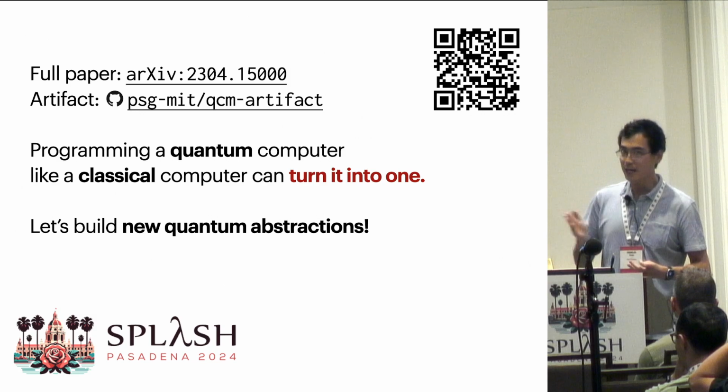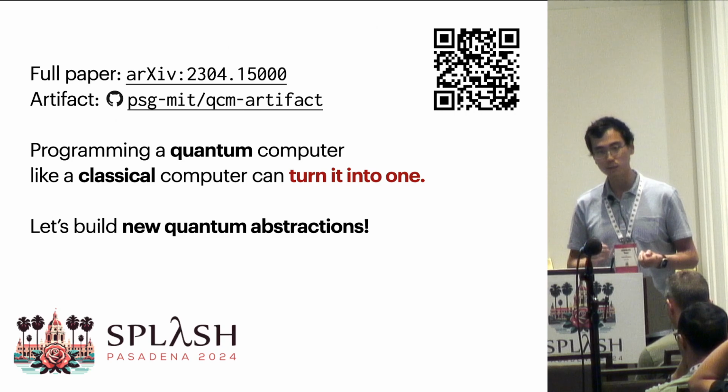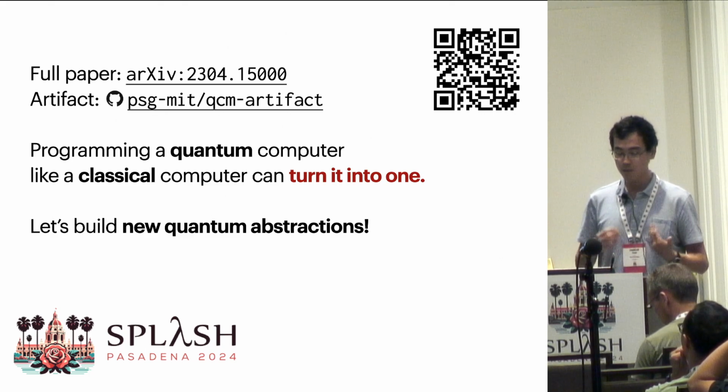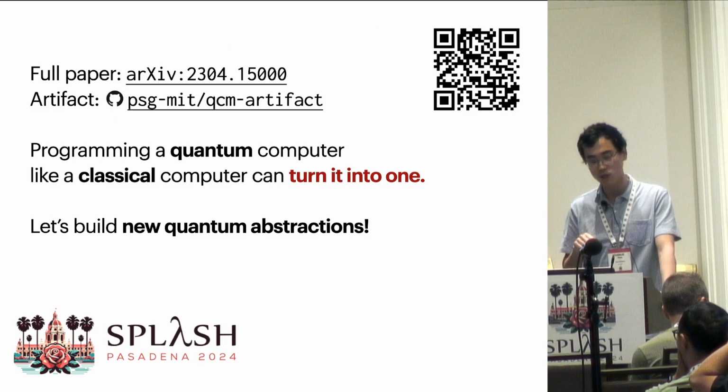To summarize, I've shown you in this work that if we program a quantum computer the way we program a classical computer, using the same sorts of abstractions, we'll end up turning that quantum computer into a classical computer, something that can't achieve any of this quantum computational advantage. But fortunately, we can build new abstractions that let us harness both this computational power and our wisdom in classical programming abstractions. That's the end of my talk.